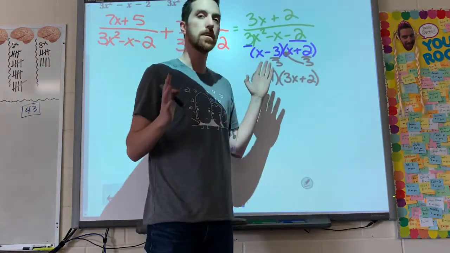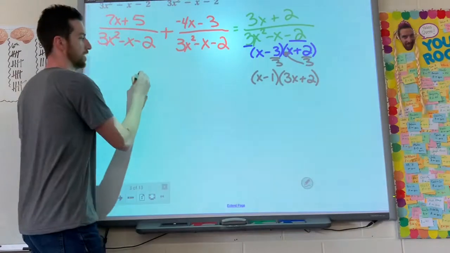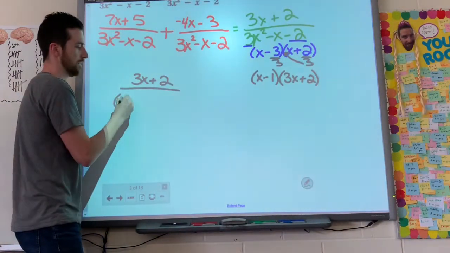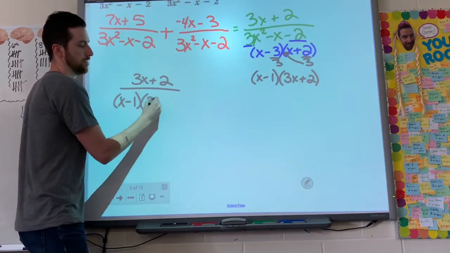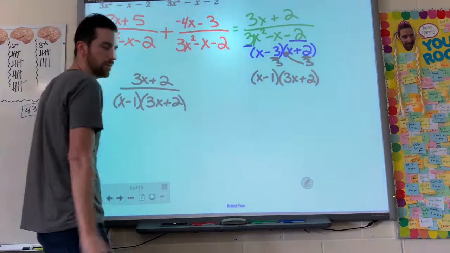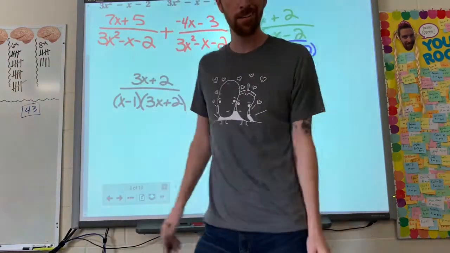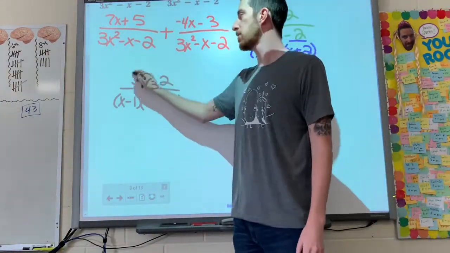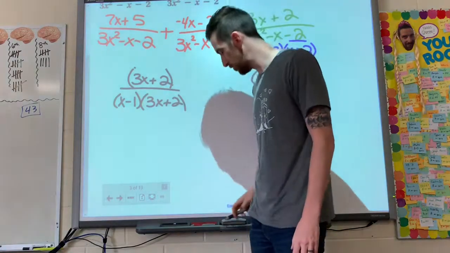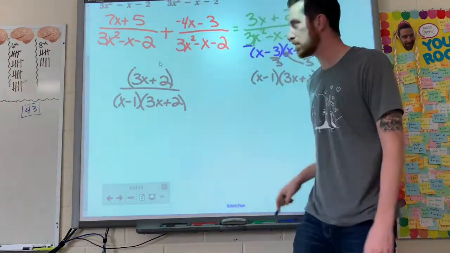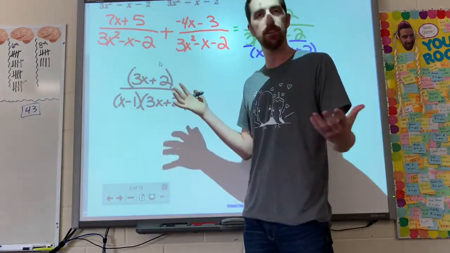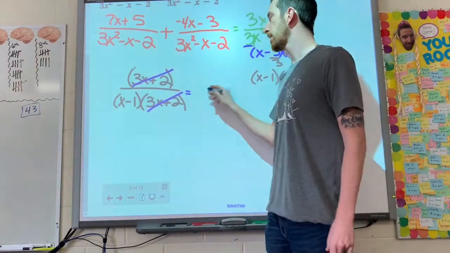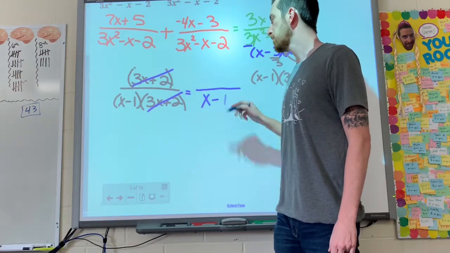So let me rewrite that for a second. Numerator, 3x plus 2. Denominator, we've got x minus 1 and 3x plus 2. You see anything crazy there? They're both the same. Now, this is all one group, that 3x plus 2. So if you have the same groups in the numerator and denominator, you can cancel them out. So all I've got left is x minus 1 on the bottom.